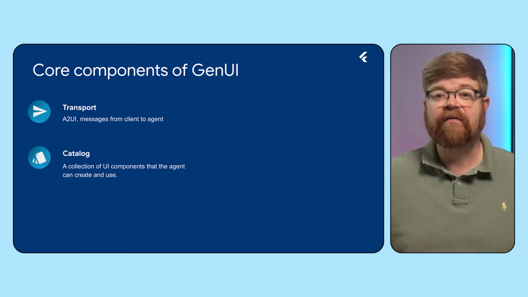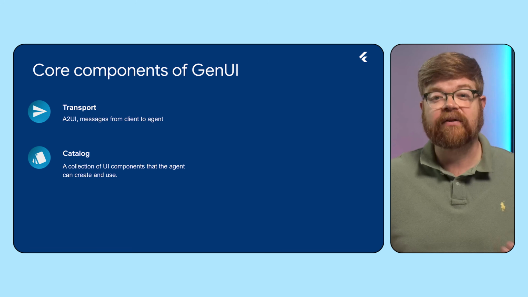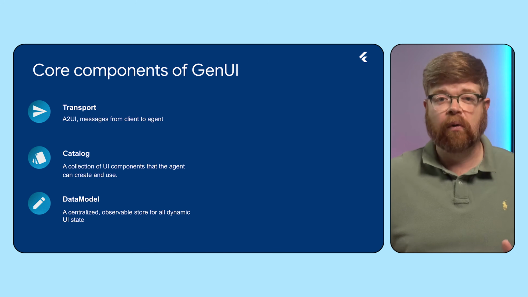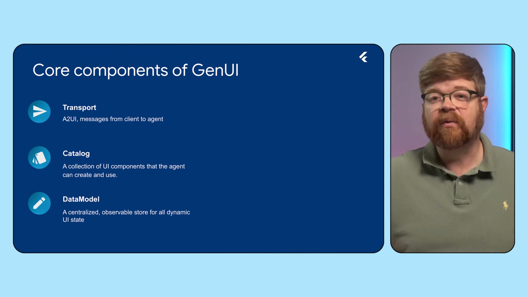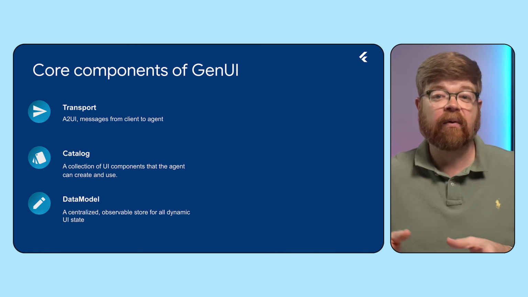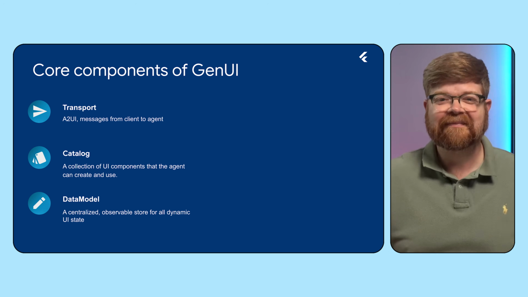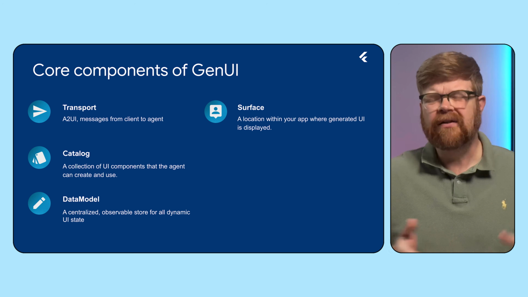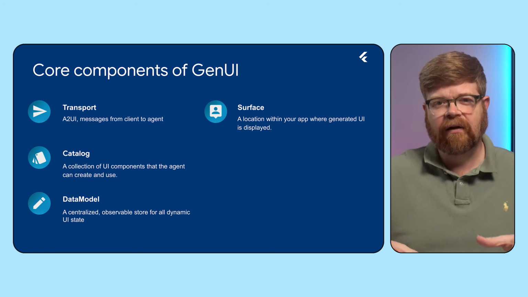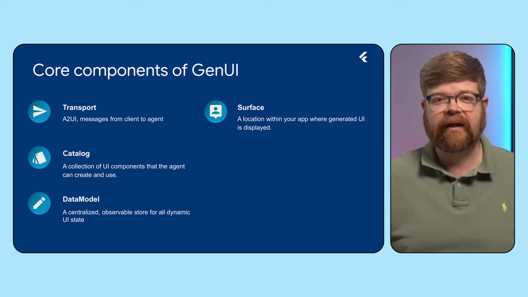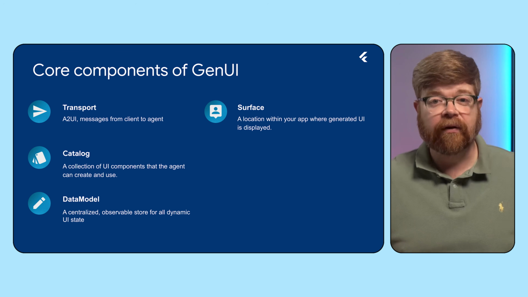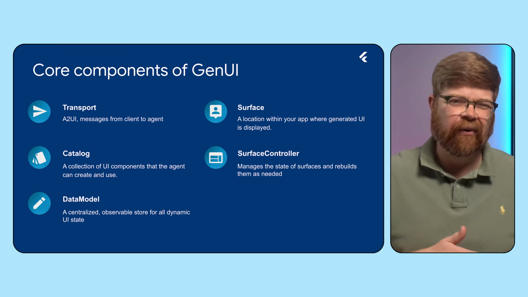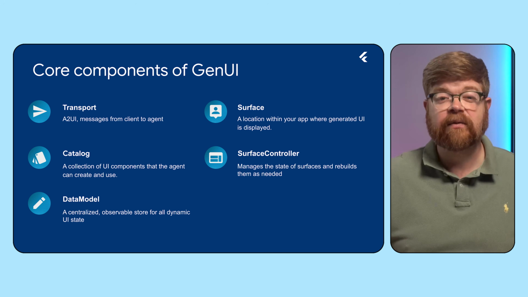This is a set of definitions for UI components that the agent is allowed to use. The data model is a centralized, observable store for the data that backs the UI. If the agent wants to create a UI component, the data that component will display goes into the data model. Once created, that UI component goes into a surface. This is just a location that you designate in your app where you want generated UI to be displayed. To control all those surfaces, there's a surface controller. It manages the state of each surface, when they're created, when they're destroyed, and triggers updates when the data model changes.